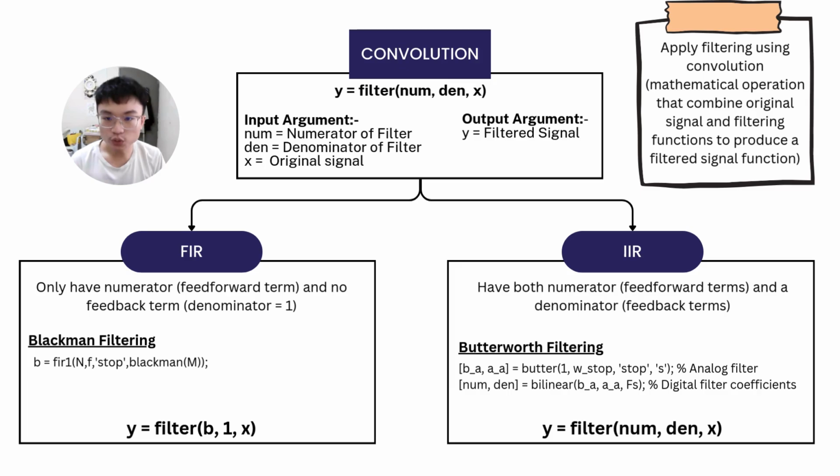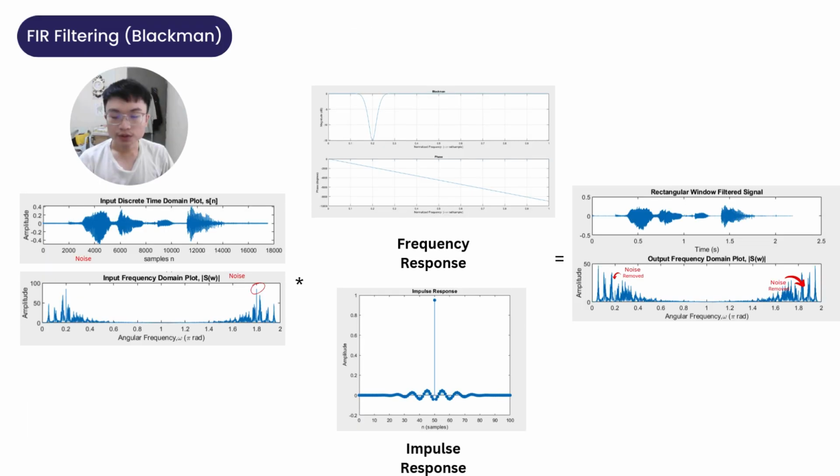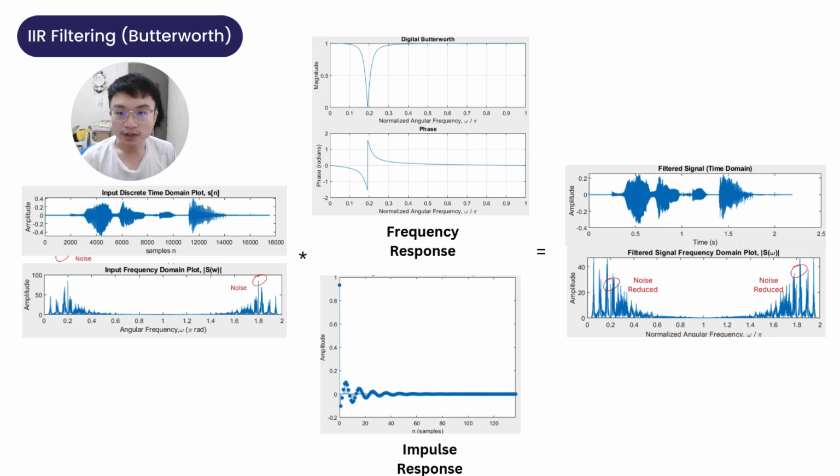Convolution can be divided into 2 parts, which are FIR and IIR. So this is our FIR filtering design using Blackman, and this is our IIR filtering design using Butterworth.